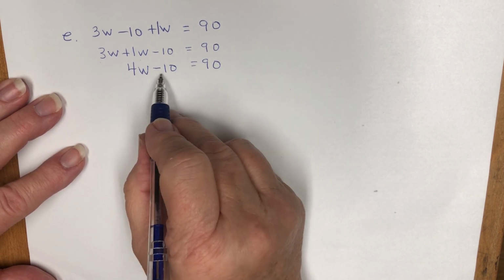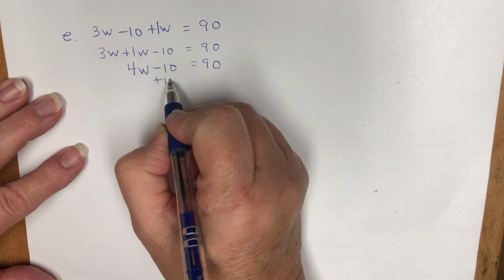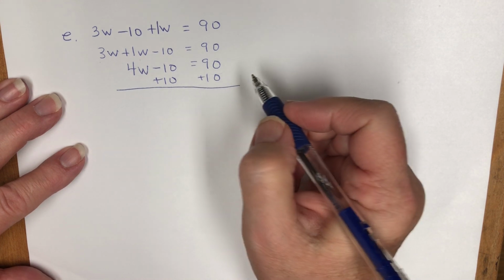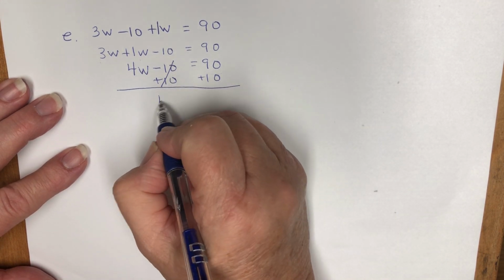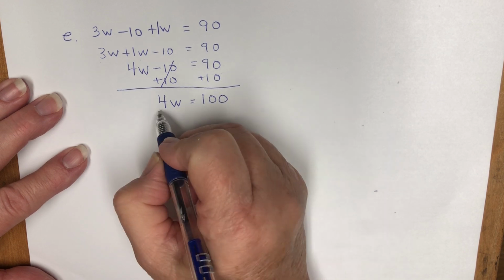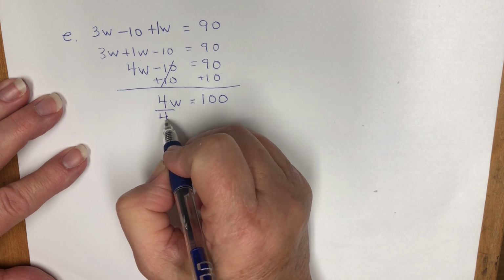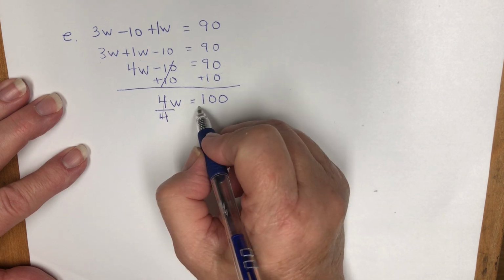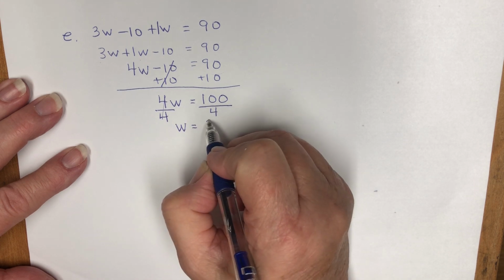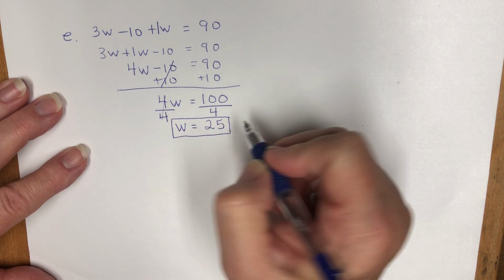And now I need to move my numbers over here to the other side. So I'm going to add 10, since it's the opposite sign, to both sides. This becomes 0. I have 4W is equal to 100. Then I'm going to isolate my W by dividing by 4, which makes this 1 now. And I have to divide this by 4. So W is going to equal 25. And that is going to be your correct answer.